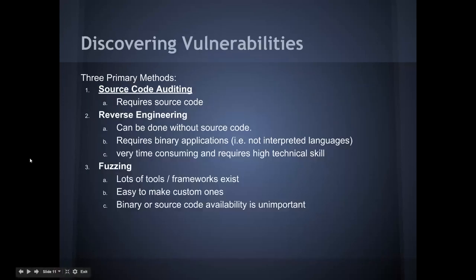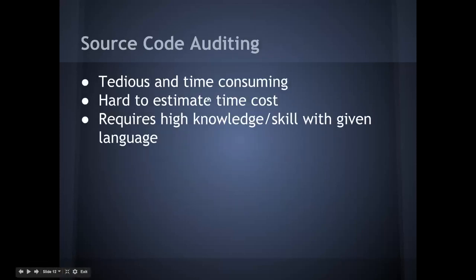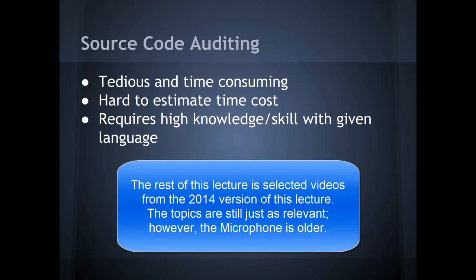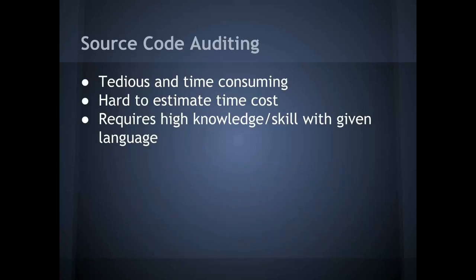There are three primary methods for discovering vulnerabilities that we will cover in this class. However, there are definitely more, as we will cover in the advanced bug hunting and vulnerability research lecture. But today's topic is source code auditing, and obviously that requires source code. And at the end of the day, source code auditing is very tedious and time consuming. It's very hard to estimate the cost and how much time it's going to take. And one's ability to do it is largely dependent on their knowledge and skill with that given language.